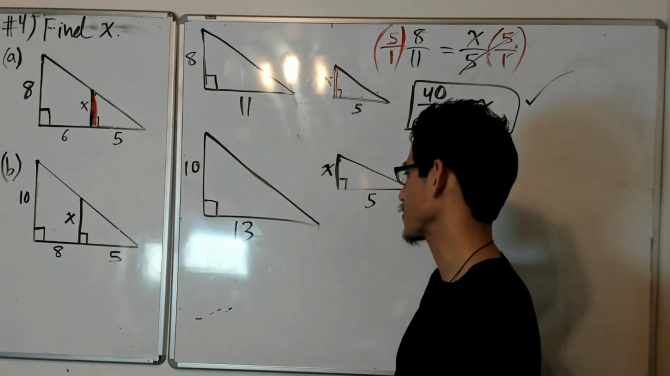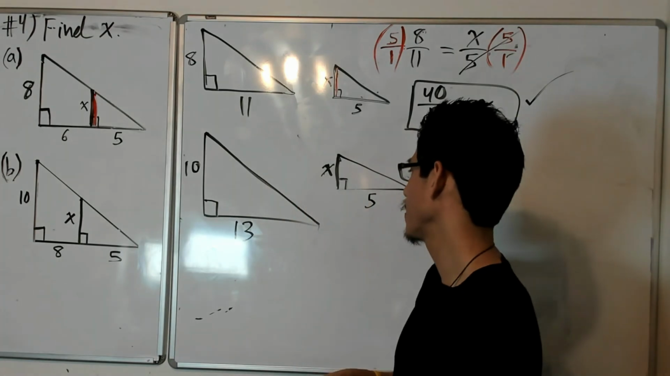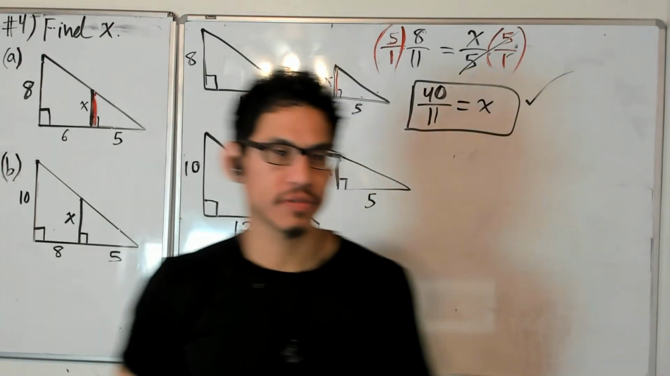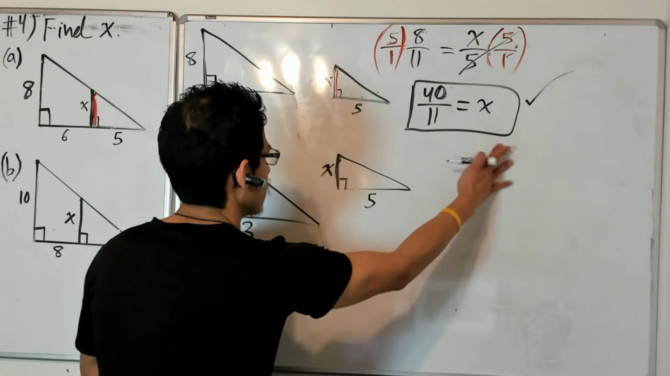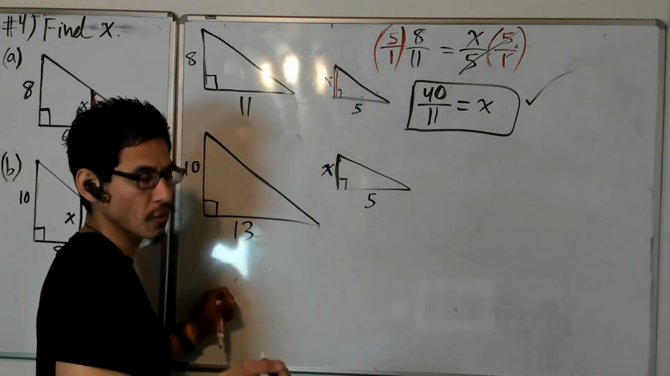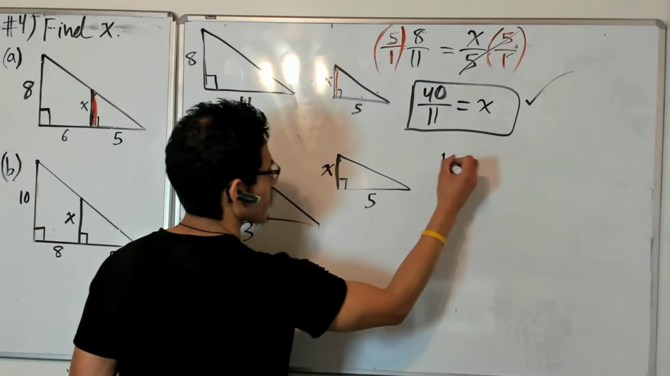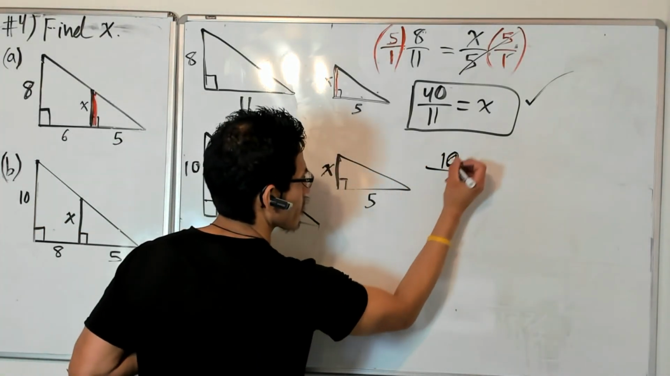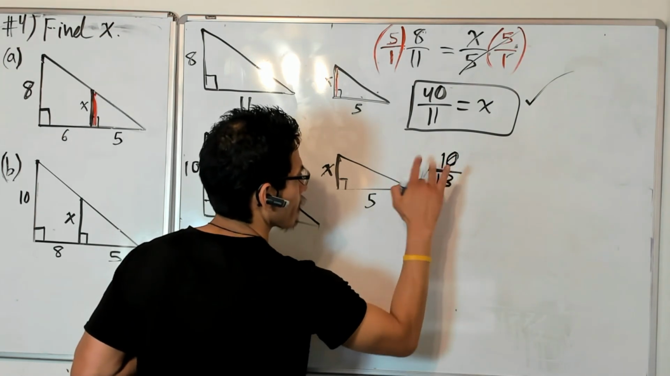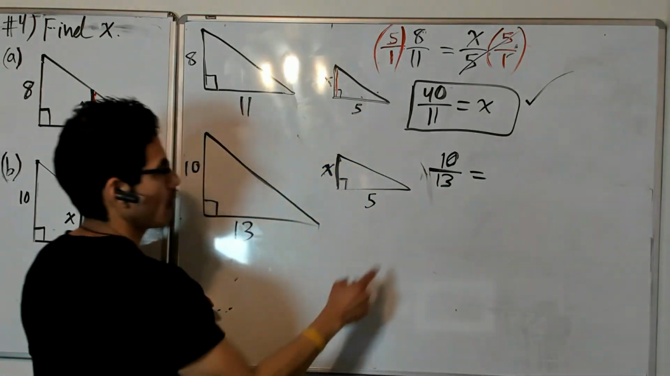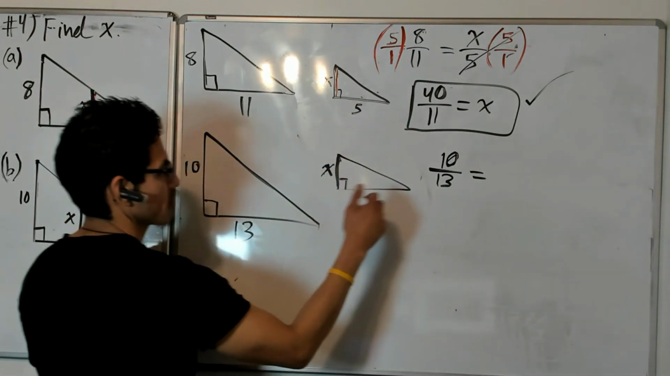You can do all these sorts of things, or 13 over 10, 5 over X. But go for the one that is the most fun and simplest, and that you're most confident in doing correctly. So 10 over 13 goes X over 5.